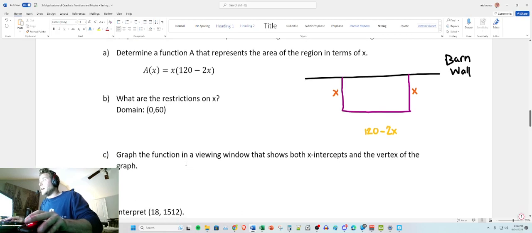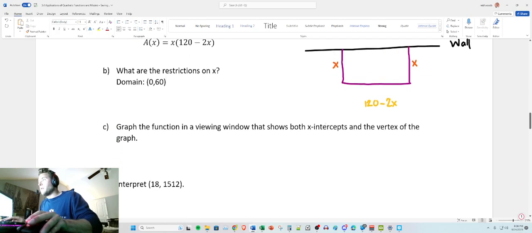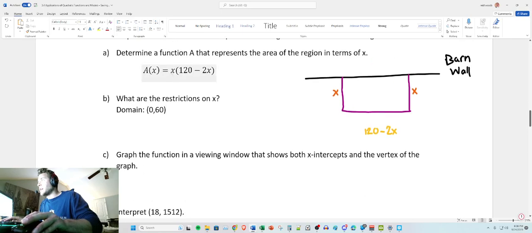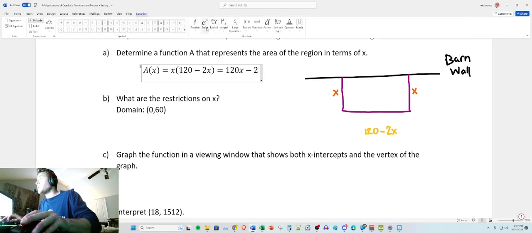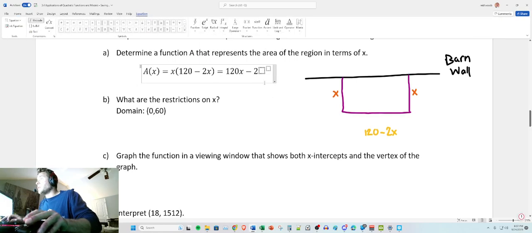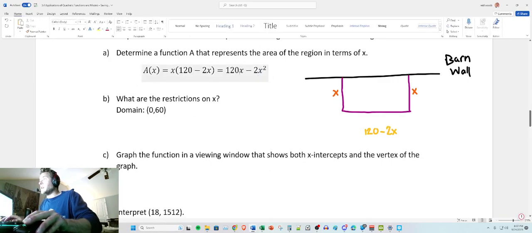Okay. It says graph the function in a viewing window that shows both x-intercepts and the vertex. Sweet. All right, let's do that. So I'm just going to graph this. By the way, this is a quadratic. If we were to distribute that, let's go ahead and show that. If I distribute it, this would be 120x minus 2x squared, going to my equation editor. That's what it would end up being.